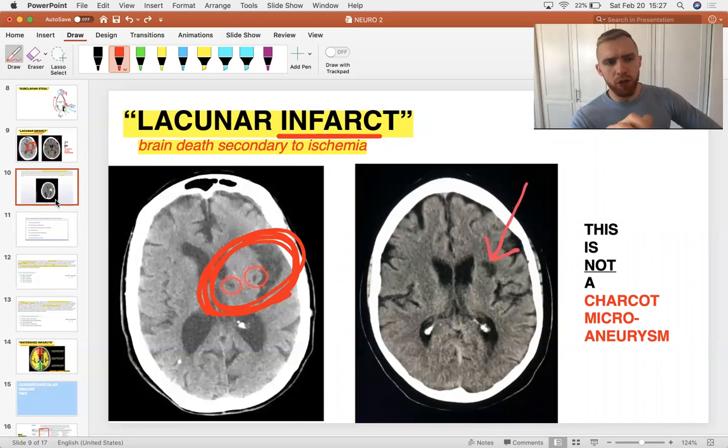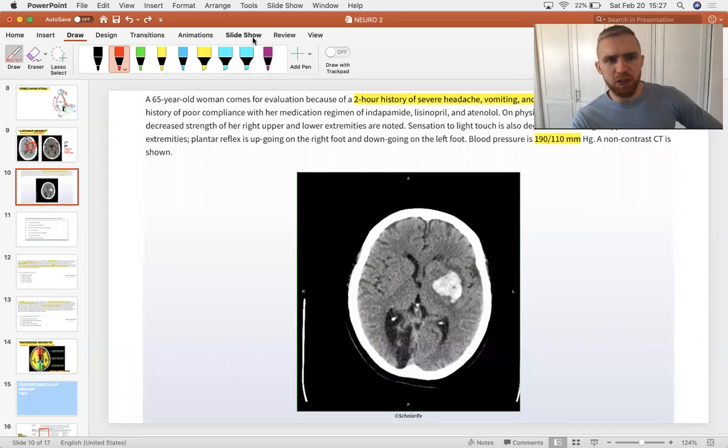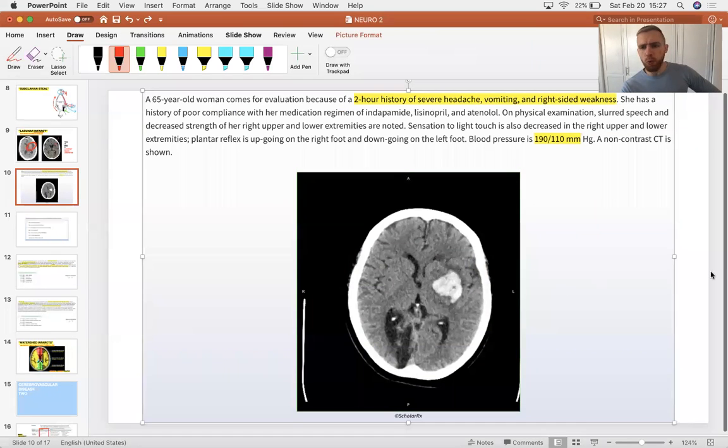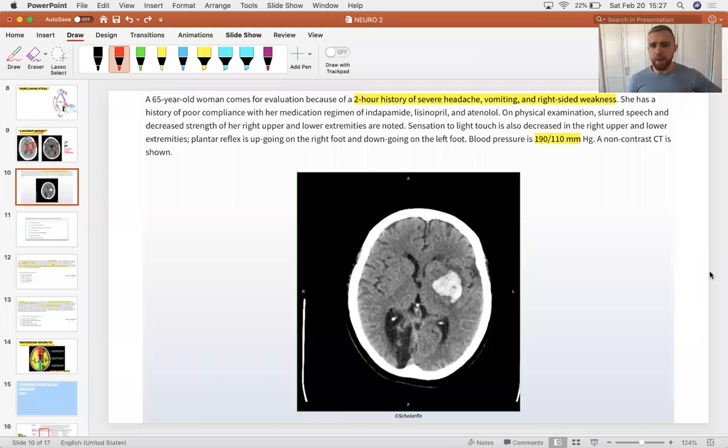Let's go ahead and look at questions about this, and then let's talk about it conceptually. This is something that's kind of tough to break down. Here's a 65-year-old woman with a 2-hour history of headache, vomiting, and right-sided weakness. She has a history of poor compliance with her medications, which do include a couple of blood pressure agents. She's got slurred speech and decreased strength in the right upper and lower extremities. So unilateral motor symptoms. Sensation of light touch is also decreased. You got some plantar reflexes suggesting upper motor neuron signs.